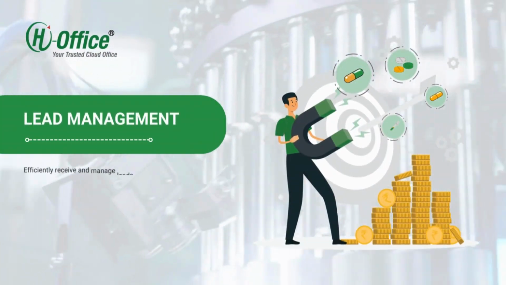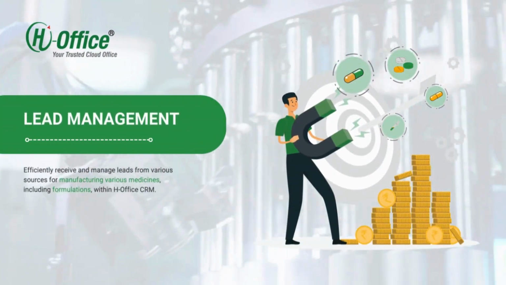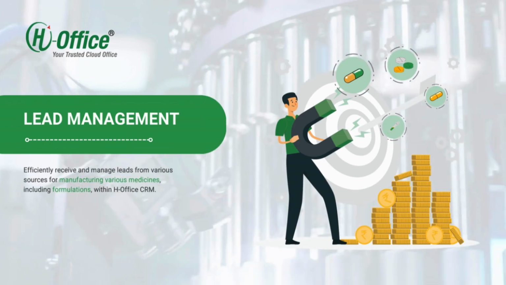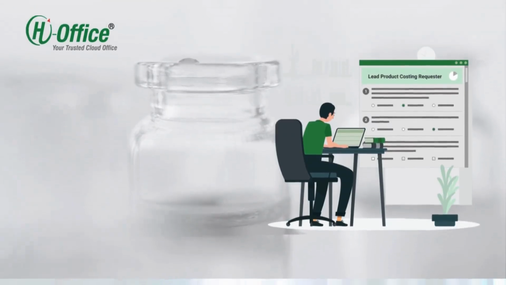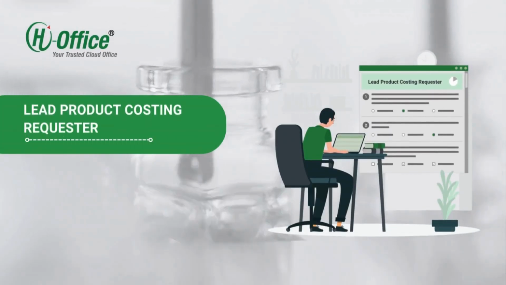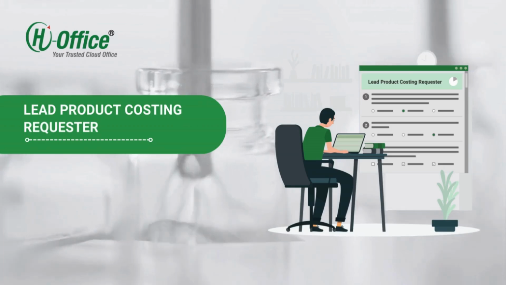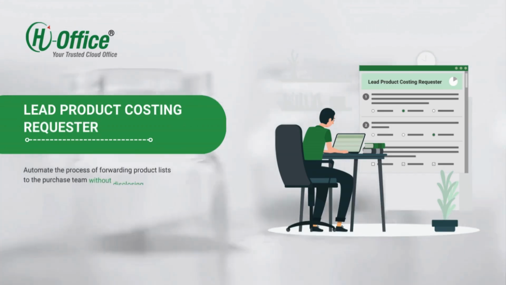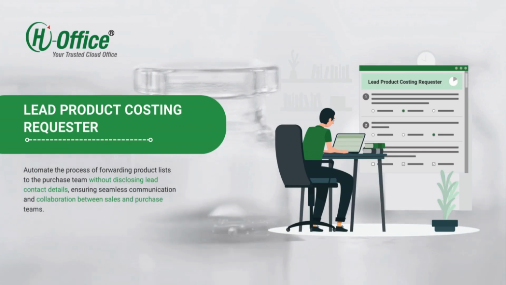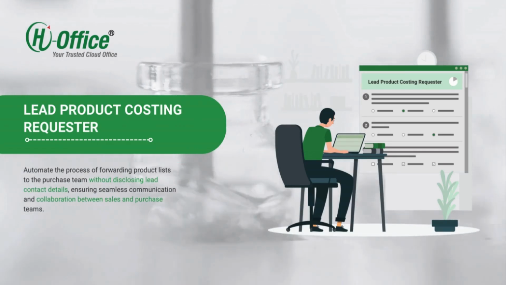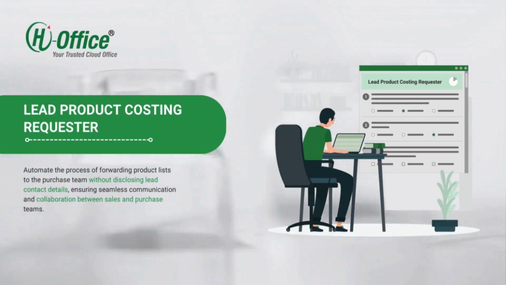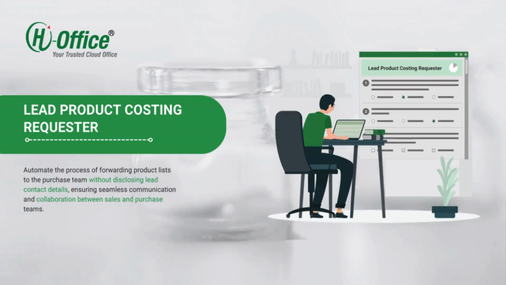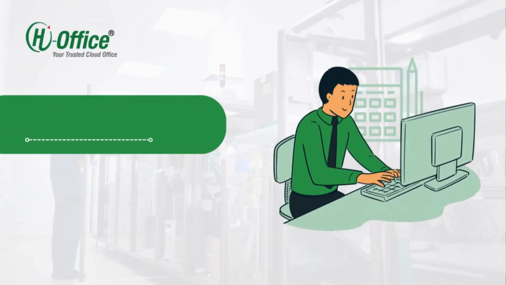Lead management: efficiently receive and manage leads from various sources for manufacturing various medicines, including formulations, within H-Office CRM. Forwarding product lists to purchase department using lead product costing requester. Automate the process of forwarding product lists to the purchase team without disclosing lead contact details, ensuring seamless communication and collaboration between sales and purchase teams.